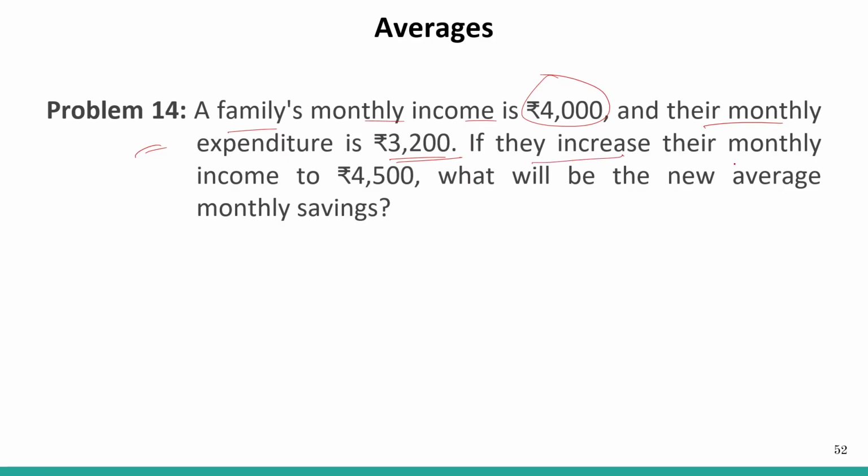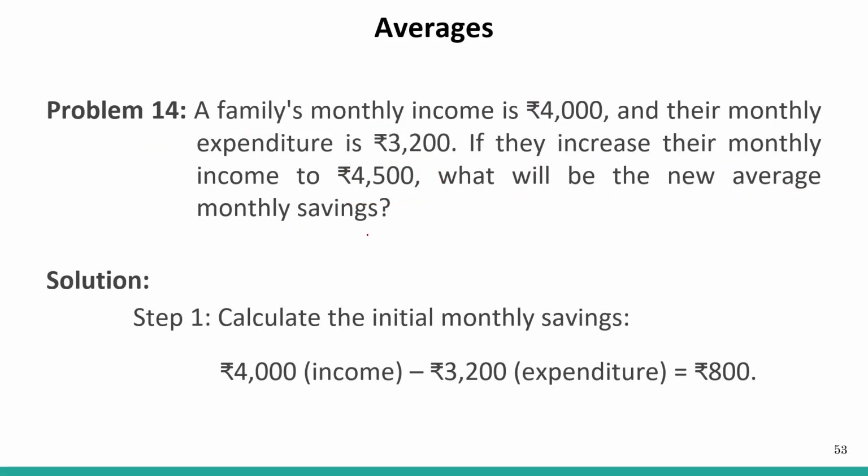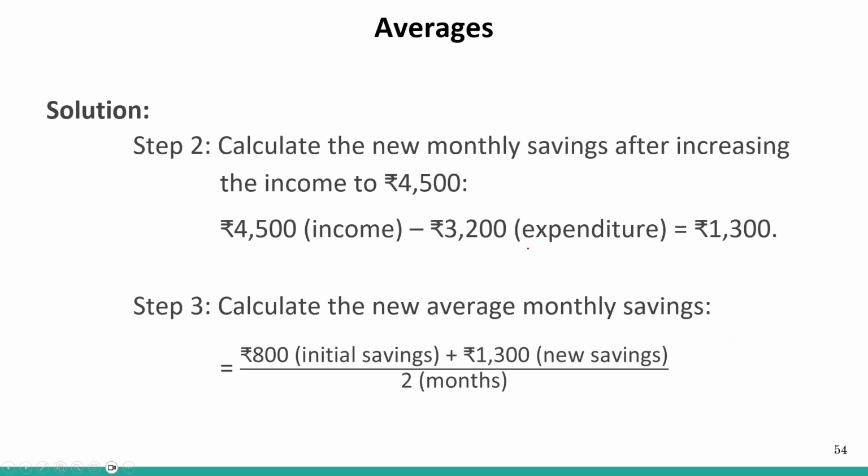So if they increase their monthly income to 4,500, what will be the new average monthly savings? Let's see the step-by-step solution. Calculating the initial monthly savings: income minus expenditure becomes 800 in this case. Now calculating the new monthly savings after increasing the income to 4,500: 4,500 income minus the expenditure is equal to 1,300.